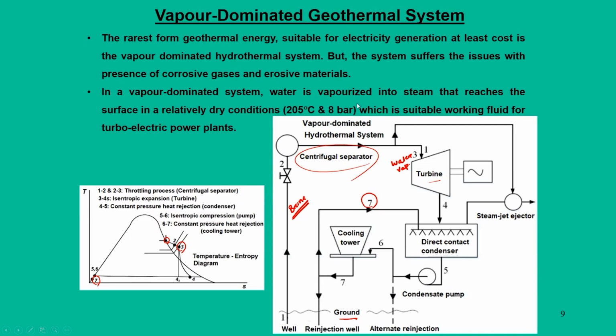So, we will try to put some numbers, because with those numbers your working fluid is available. One thing is that water in vaporized form into steam reaches the surface, and the temperature available is 205 degree centigrade and 8 bar pressure. If you can tap that kind of working fluid, then only will it be suitable for turboelectric power plants.